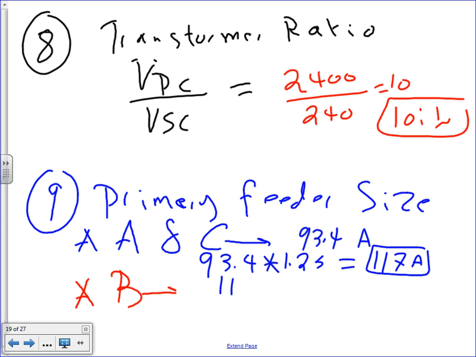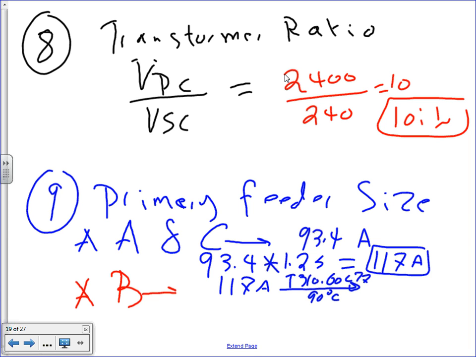And then I'm going to take 117 amp and take it to the same table. Remember that table? This one is going to be Table 310.60C77, right? Under the 90-degree column.